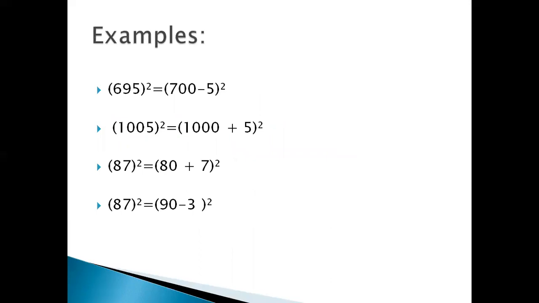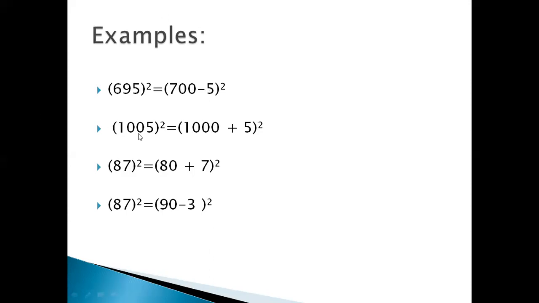Here are a few examples. I haven't done them completely. You have to do them in your notebooks. I have just shown how to break different numbers, using the addition sign sometimes, or the subtraction sign. So to break 695, after breaking, we'll have 700 minus 5. If you break it as 600 plus 95, it will be difficult for you to evaluate the square of 95 mentally. So this will be the correct form.